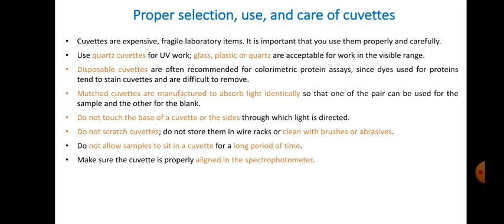Then we should make sure that the cuvette is properly aligned in the spectrophotometer. We have to properly push the cuvette into the particular cavity in the instrument, and we have to use properly cleaned cuvettes. Most of the time we use the same cuvettes repeatedly for colorless samples, so we should clean them properly, dry them properly with tissue papers, and keep them in a proper case so that we can use them for a longer time. And we have to wash the cuvettes immediately whenever the work is done, so that we can use them again and again.